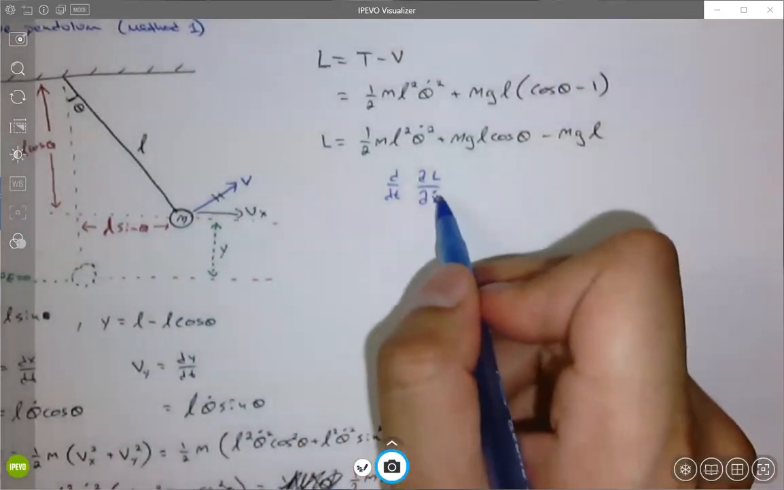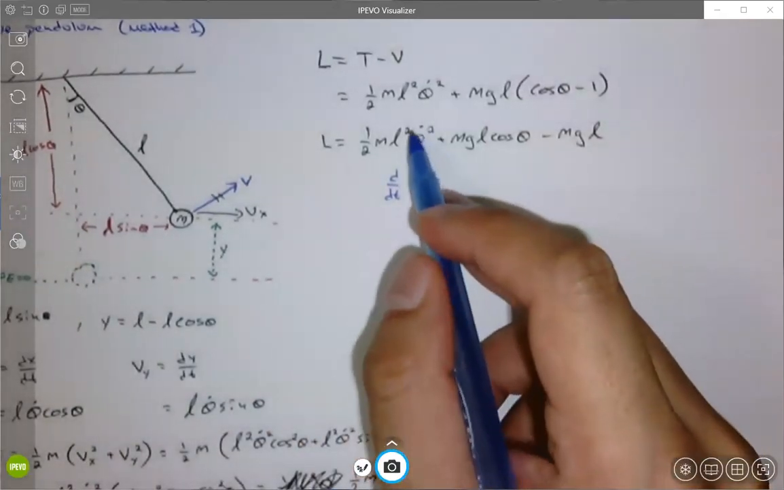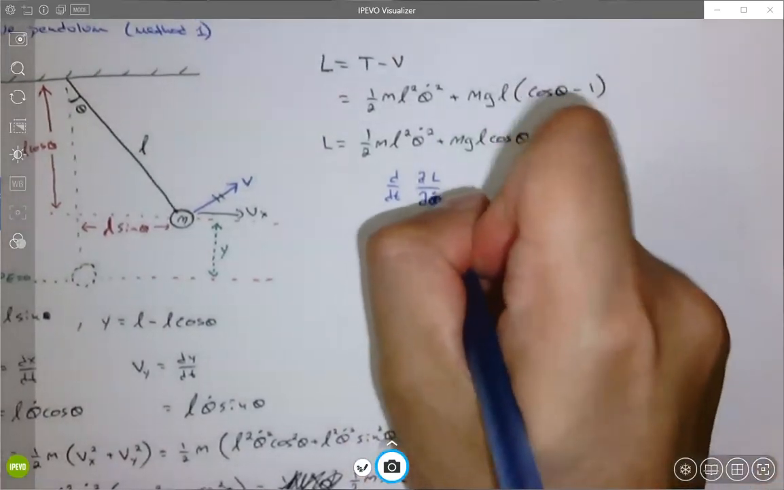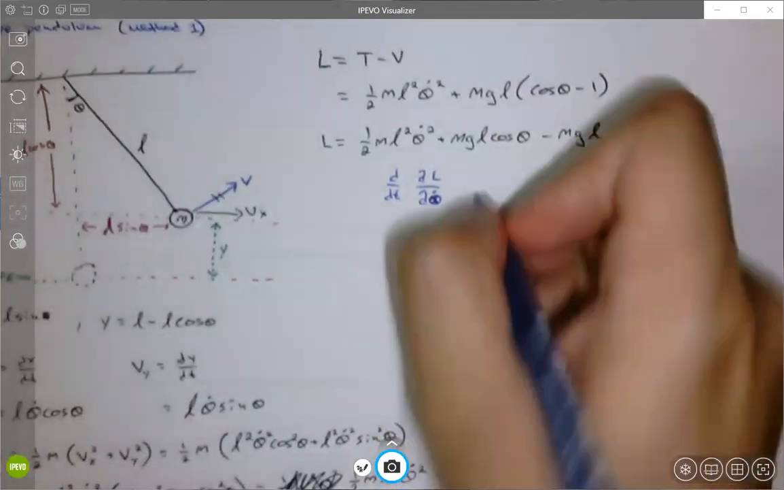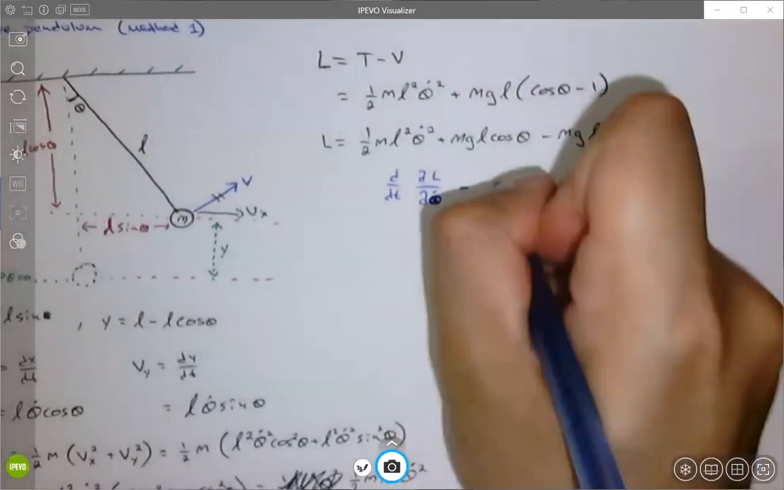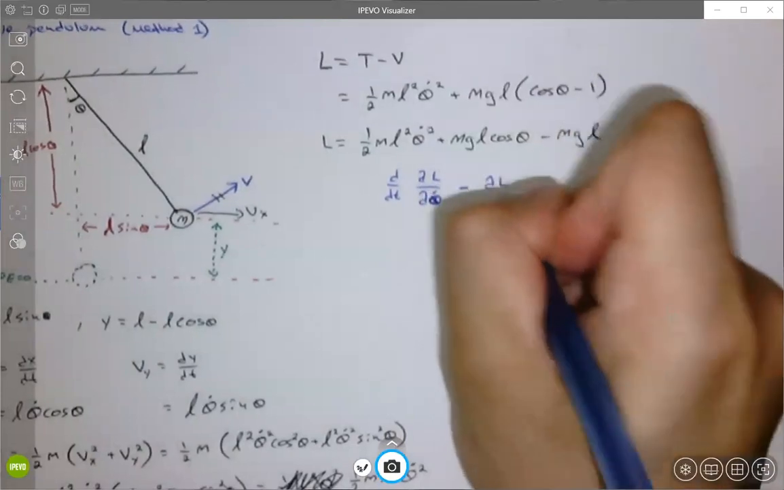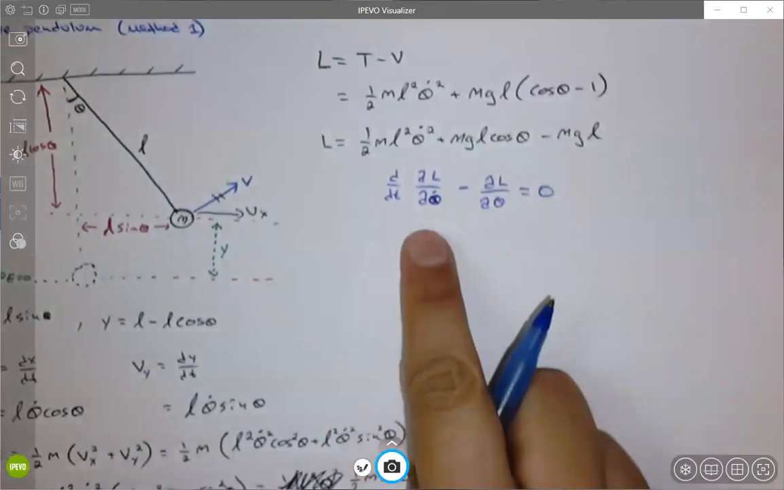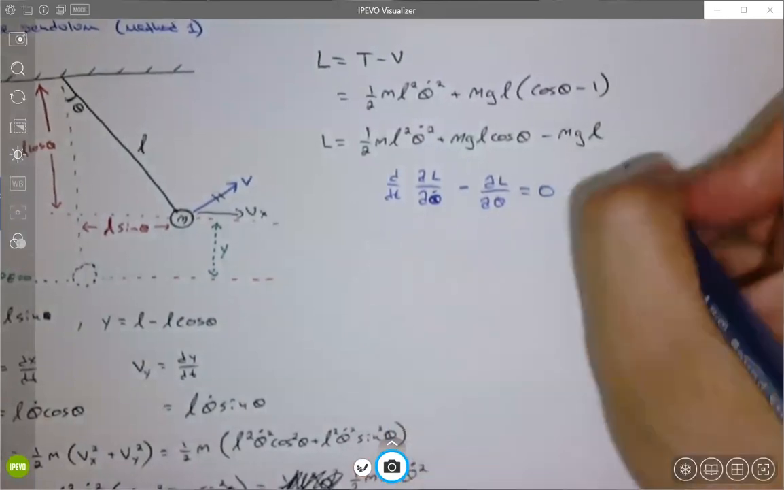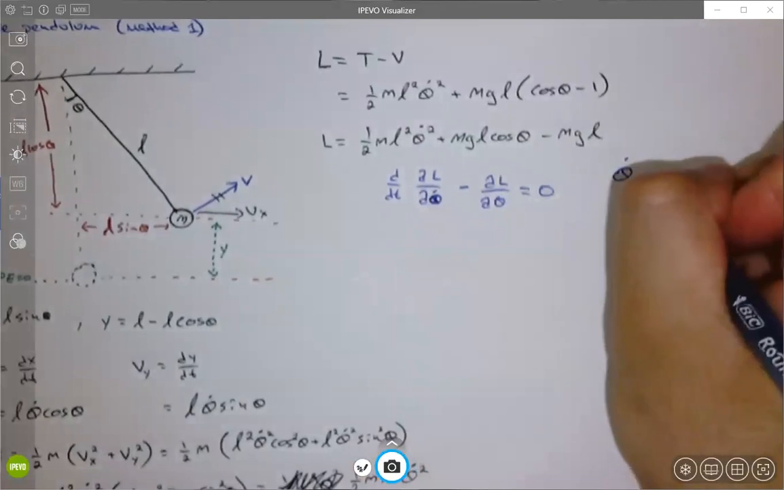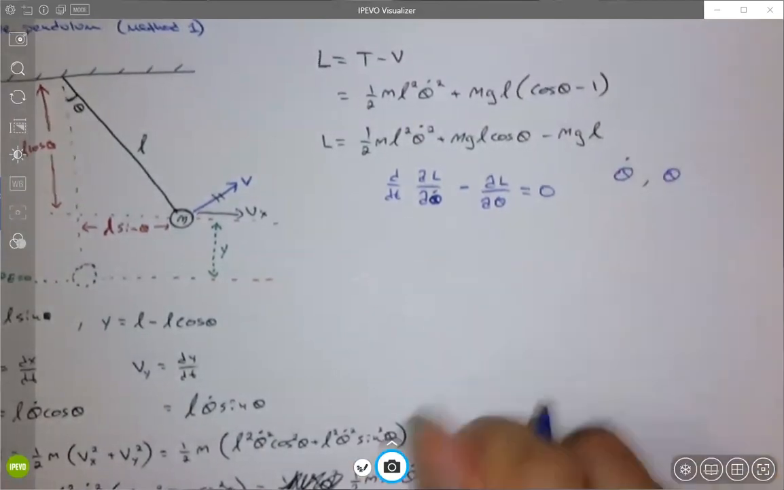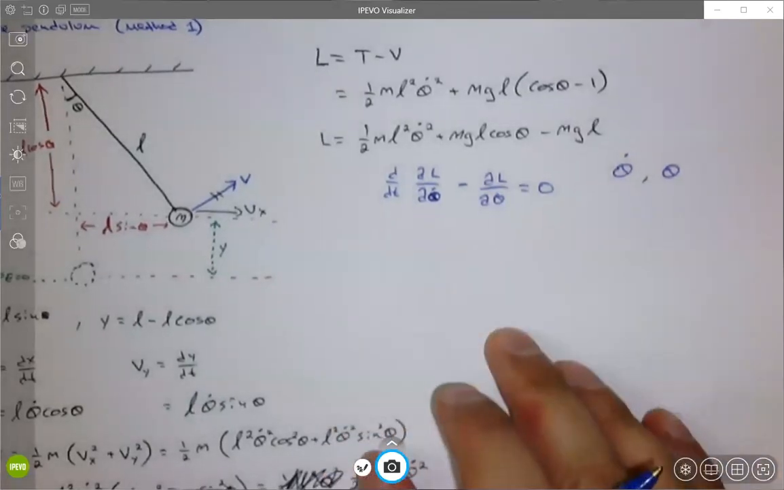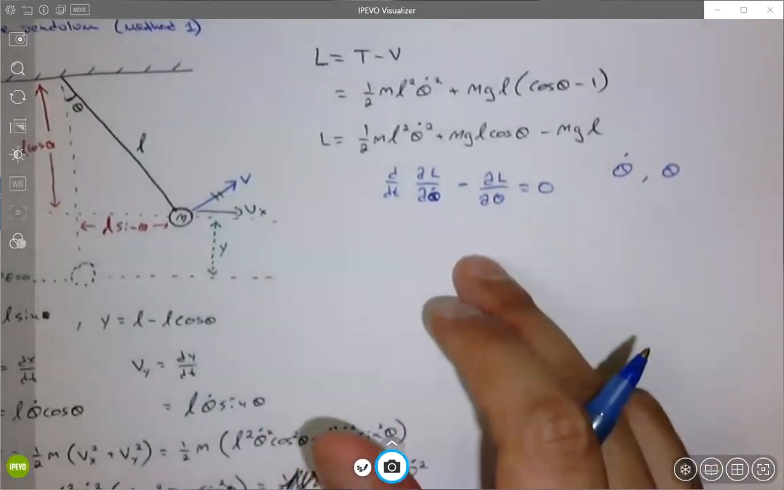Oh, and in this case, our velocity is the angular velocity, theta dot. So I'm going to write it as theta dot minus the partial of the Lagrangian with respect to theta is equal to 0, where theta dot and theta are our generalized coordinates instead of x and y, since we converted it. All right, so we need to find both of these values here.